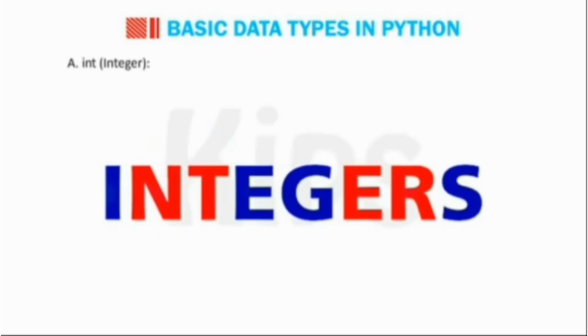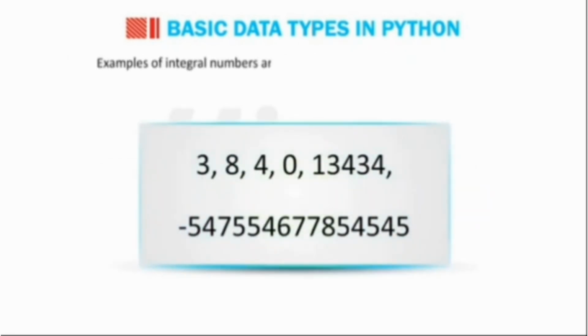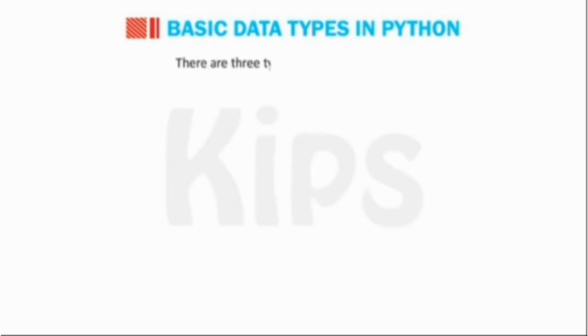Int, integer, represents integral numbers, numbers without any fractional part. Examples of integral numbers are 3840, 13434, -54755677854545. An integer in Python can be of any length. There are three types of integers in Python.